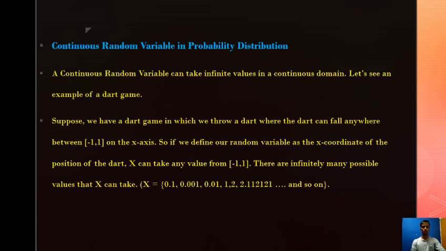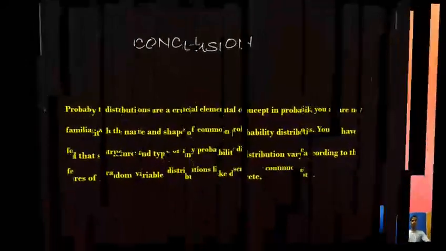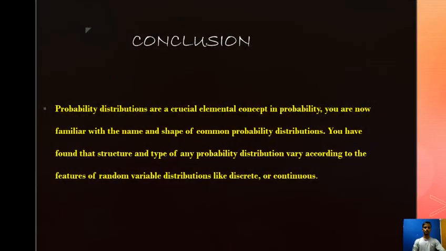The last part is the conclusion of the probability distribution. Probability and probability distributions are crucial concepts in probability. You are now familiar with the names and shapes of common probability distributions. We have found that the structure of any type of probability distribution varies according to the features of the random variable, like discrete or continuous.